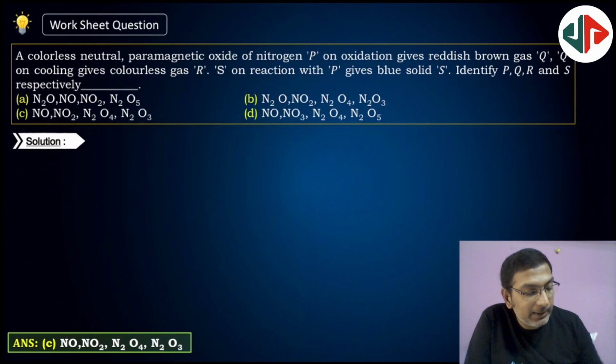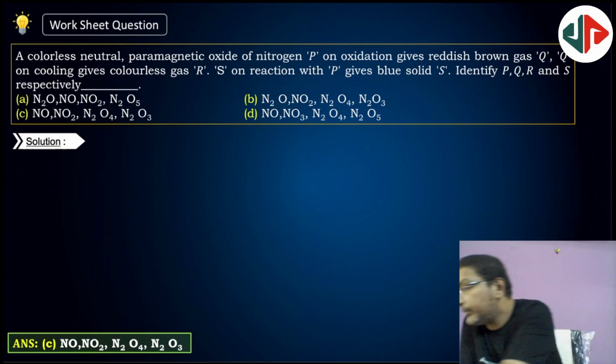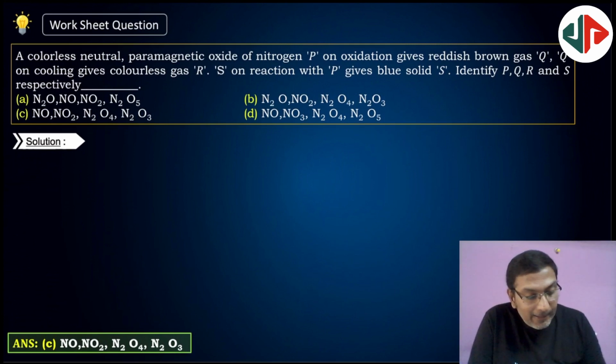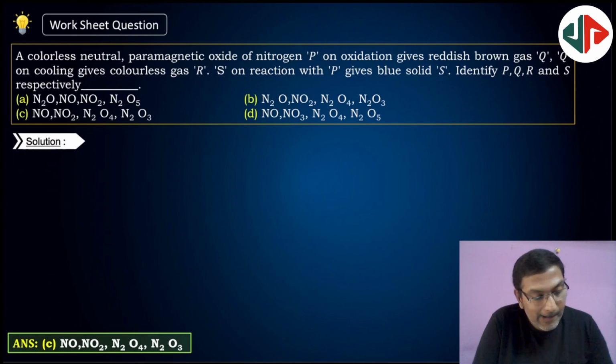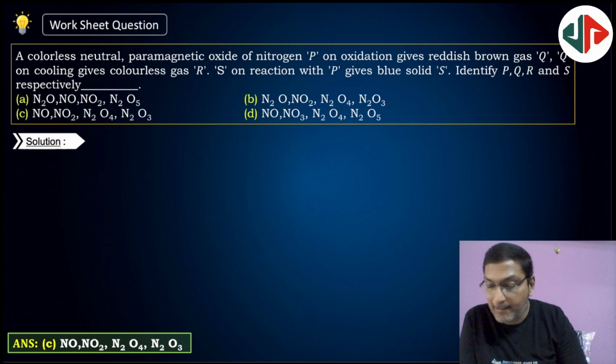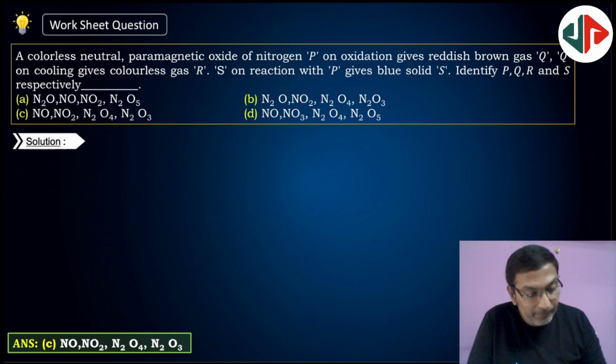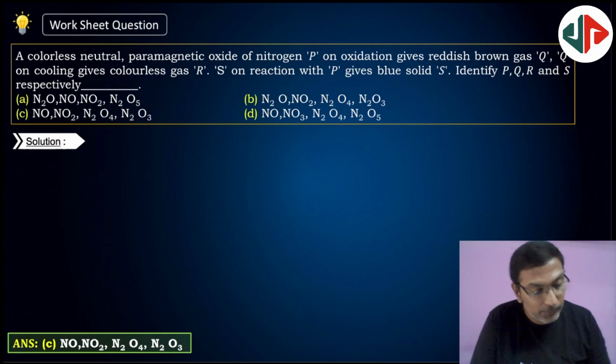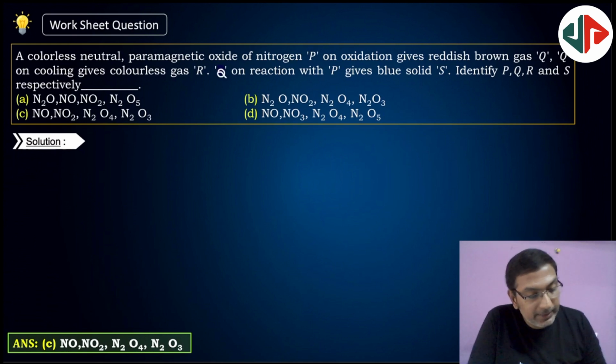A colorless neutral paramagnetic oxide of nitrogen P on oxidation gives reddish brown gas Q. Q on cooling gives colorless gas R. Q on reaction with P gives blue solid S. Identify P, Q, R, S.